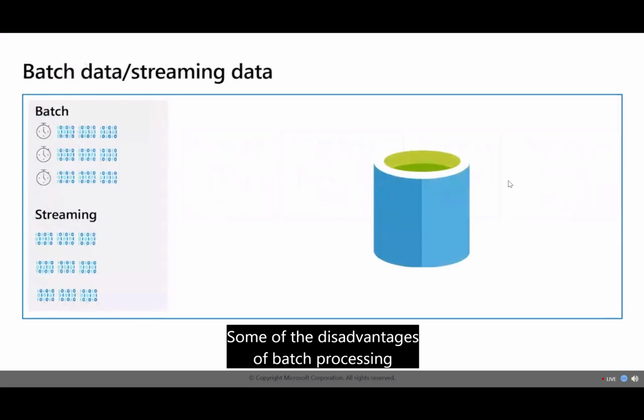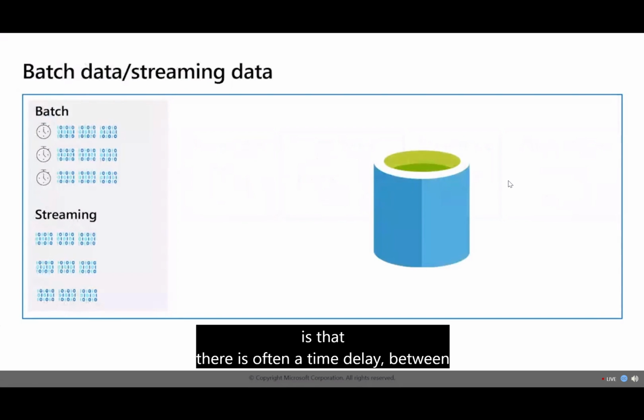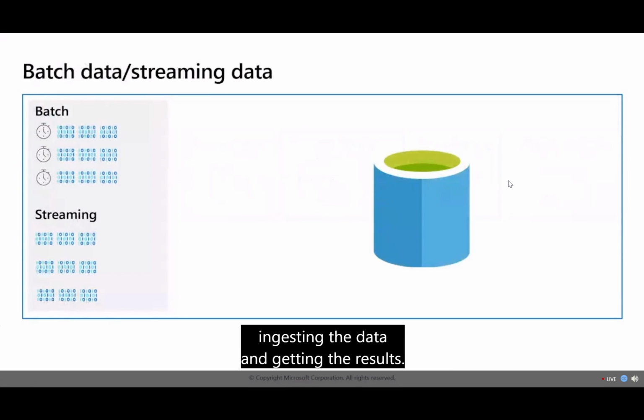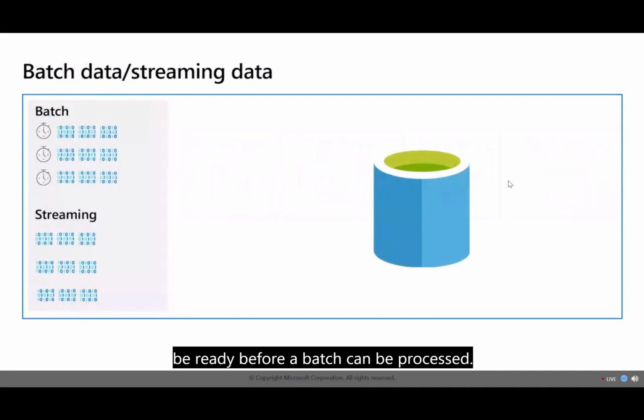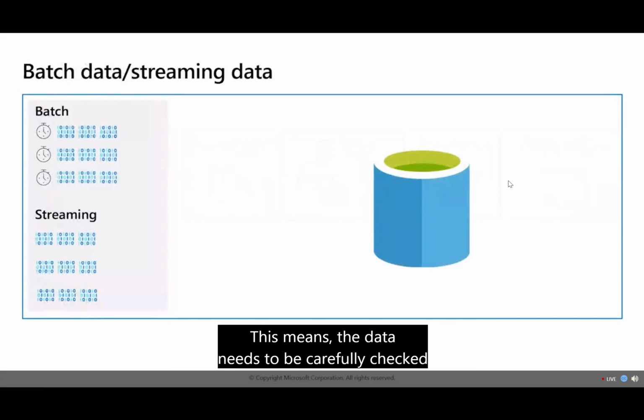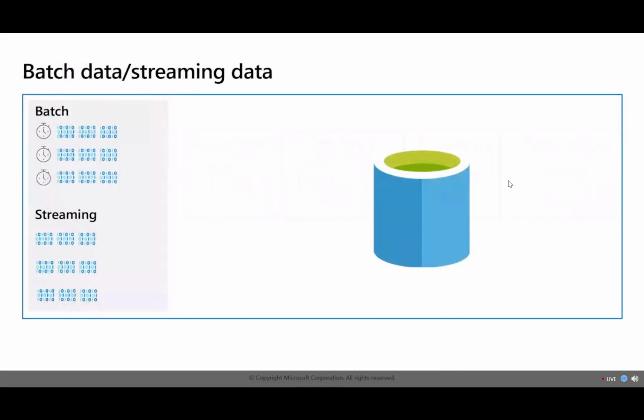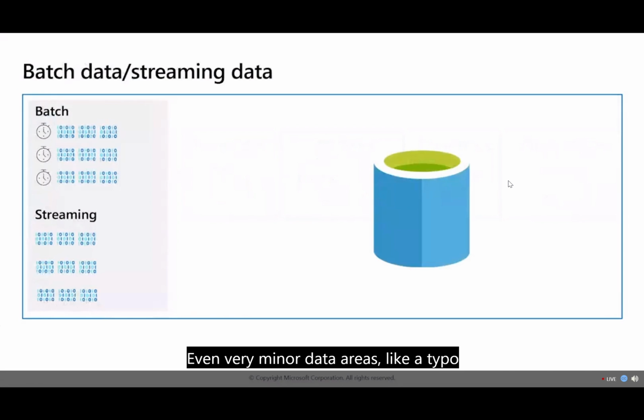Some of the disadvantages of batch processing is that there is often a time delay between ingesting the data and getting the results. All of the batch job's input data must actually be ready before a batch can be processed. This means the data needs to be carefully checked, because if we identify any problems in the data, it can cause the batch job program to crash. So the input data must be thoroughly checked before the job can be executed. Even very minor data errors like a typo in the dates can cause the batch job to not run.